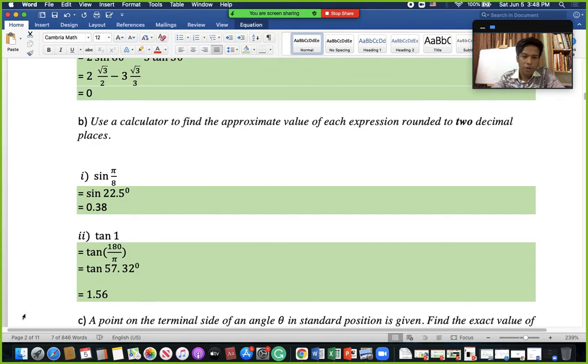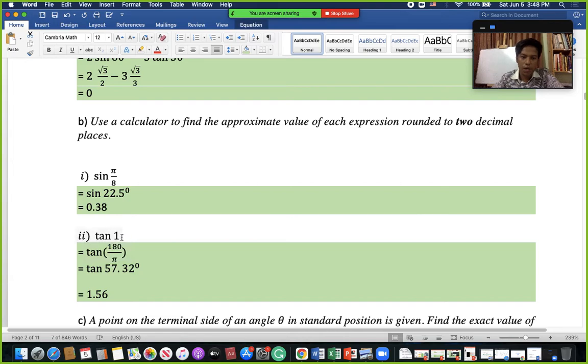In this case, now you can use the calculator. Sine pi by 8. So pi means 180 divided by 8. 180 divided by 8 means 22.5 degree. Then sine 22.5 degree from the calculator is 0.38.